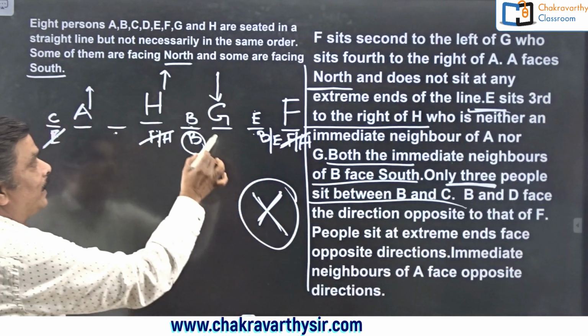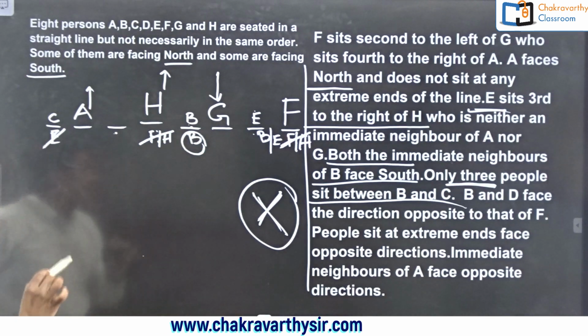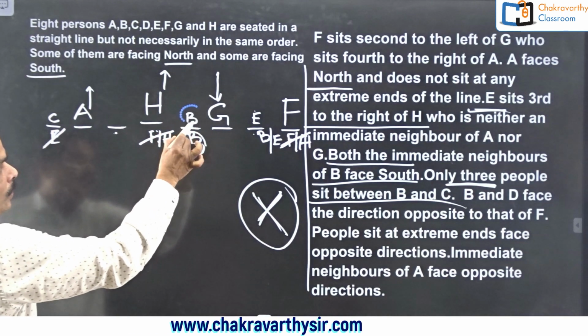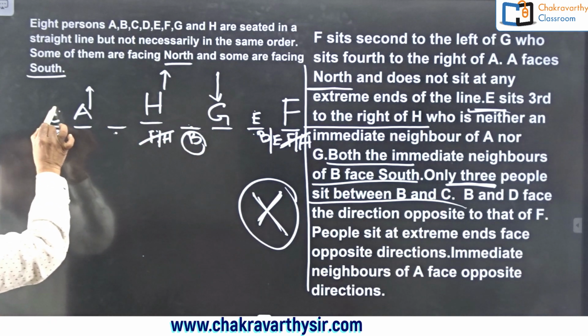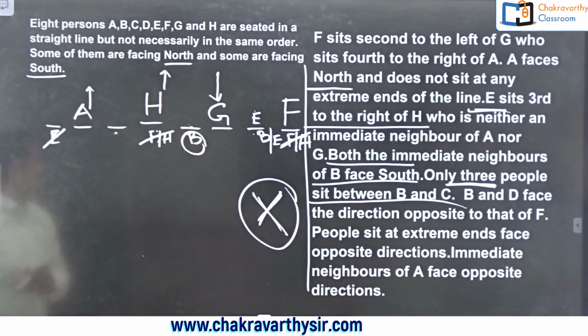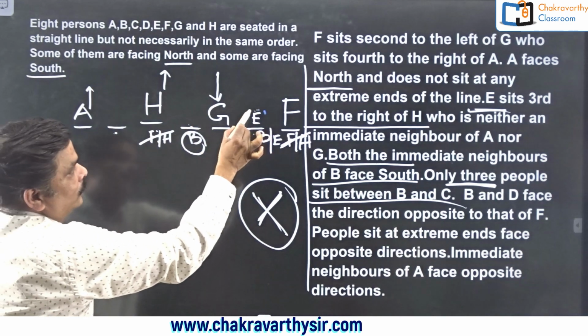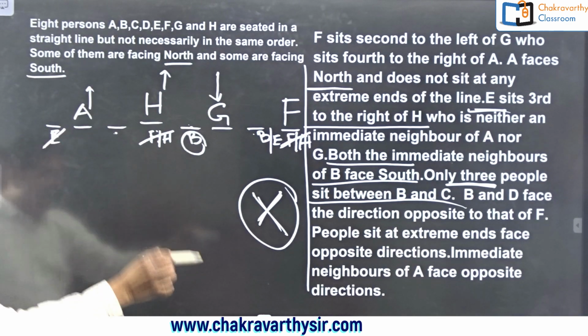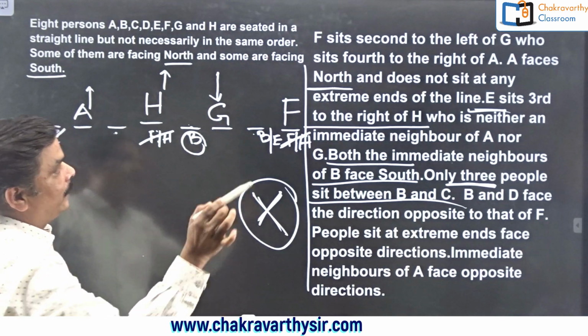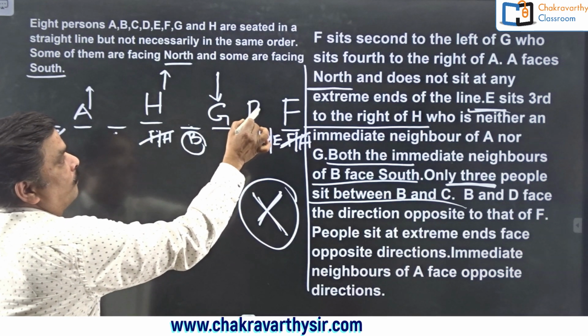That means I cannot keep B here. I am just taking it out. This is not the right place for B. When this is not the right place for B, this is not the right place for C. When it is not for C, this is not the right place for E. The story is in this way. Alright, now I have only one place left out for B, confirmed.